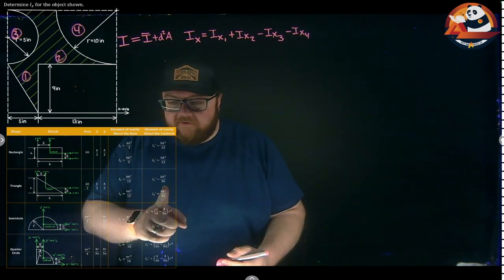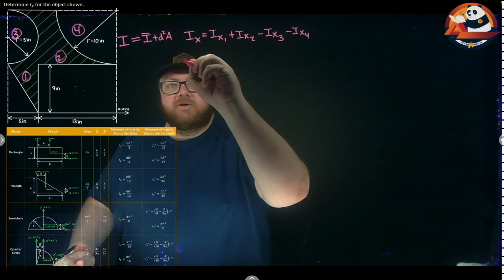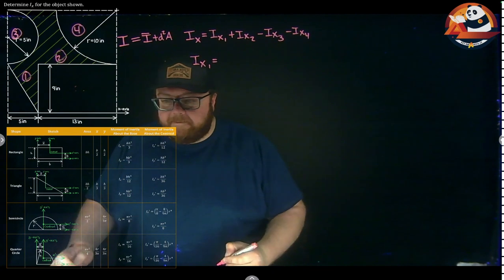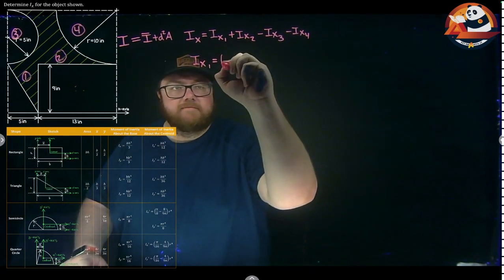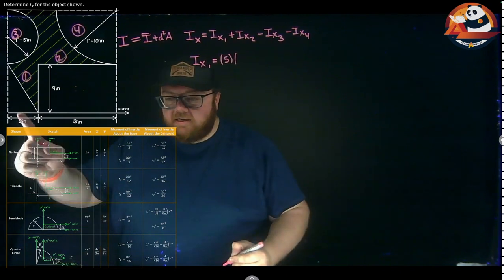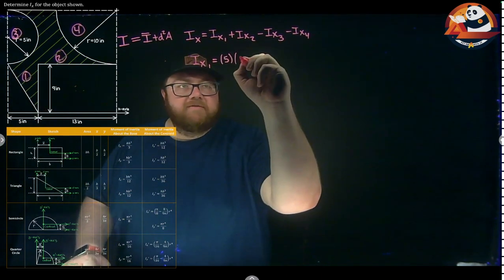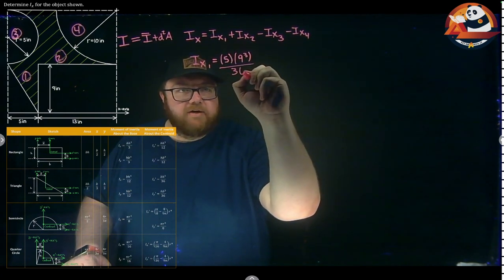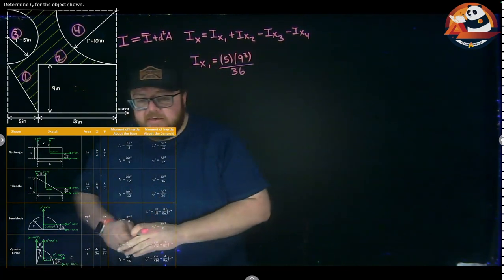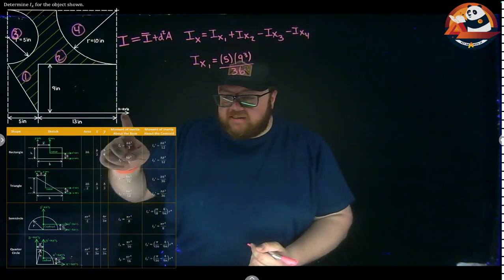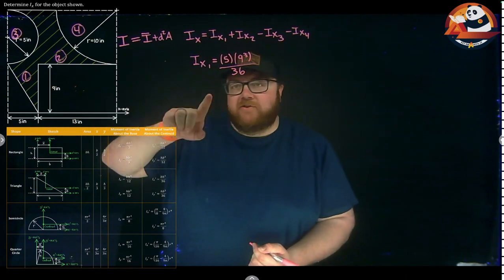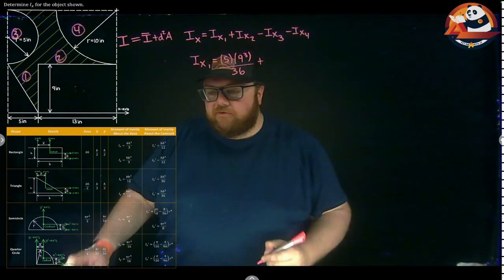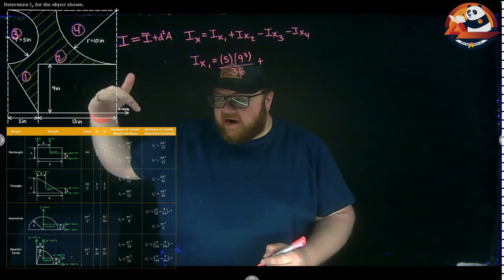So shape 1, our triangle here, moment of inertia about the centroid of a triangle. Well, that's about the flat side, bh cubed over 36. So Ix1 is my base, 5, times the height, 9. 5 times 9 cubed divided by 36. Plus, what's my distance from the x-axis to the centroid of my individual piece? So plus, from x to that centroid would be 9 minus 9/3.